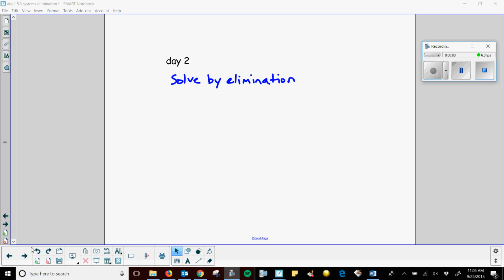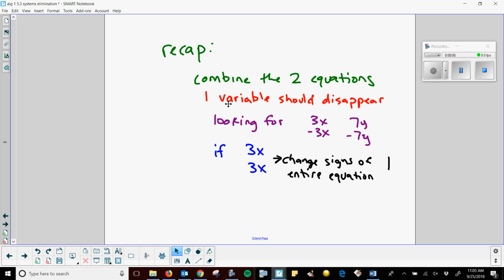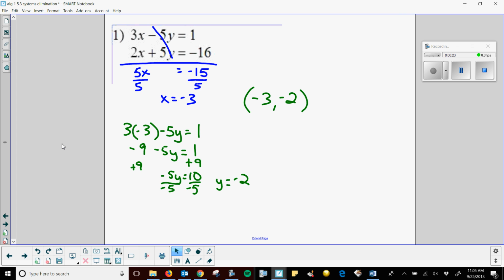All right, welcome to day 2 of Solve by Elimination. Quick recap. We take the two equations, we're going to combine them, and a variable should disappear. So we're looking for the same number but different signs with the same variable. If they were the same number and same signs, whether positive, positive, or negative, negative, we just have to change the signs of one of the entire equations, and we're good.